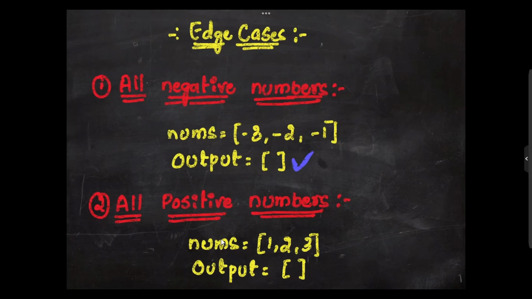Why is the output an empty array? You can just write it out in the same way that I showed for example 1. You'll get no combination that gives the sum 0, so we are returning the empty array. The same goes with the second edge case, for all positive numbers like 1, 2, 3: no combination will give us the sum 0, so we will return the empty array. Let's move on with the third edge case.